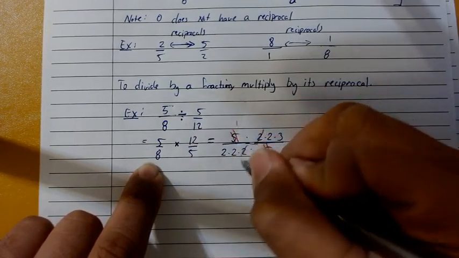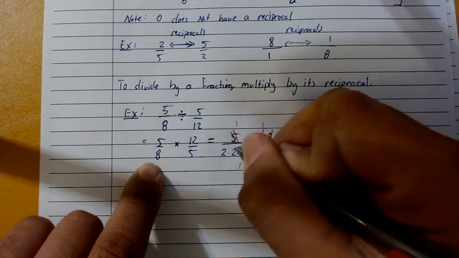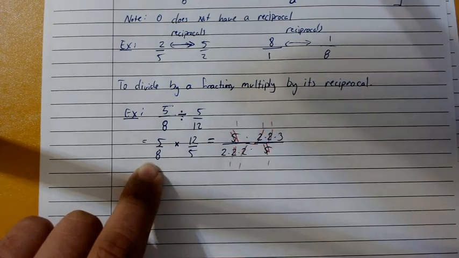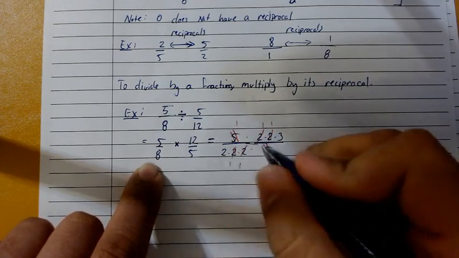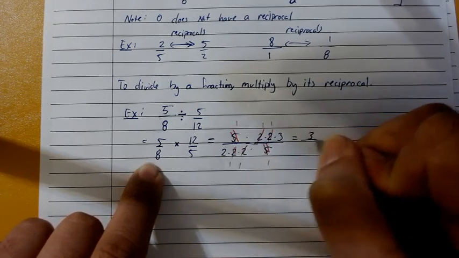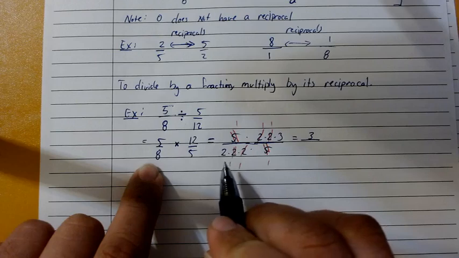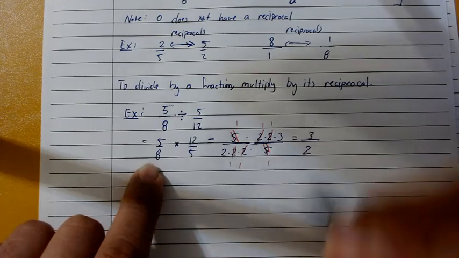The 2's divide away. And those 2's divide away. And so you're left with 1 times 1 times 1 times 3. That's 3 as your numerator. 1 times 1 times 1 times 2 gives you 2 as your denominator.